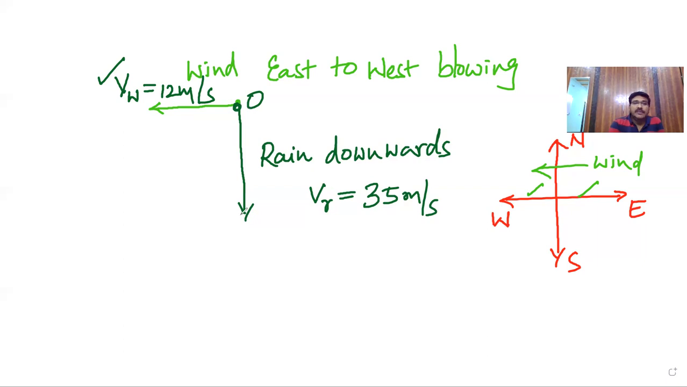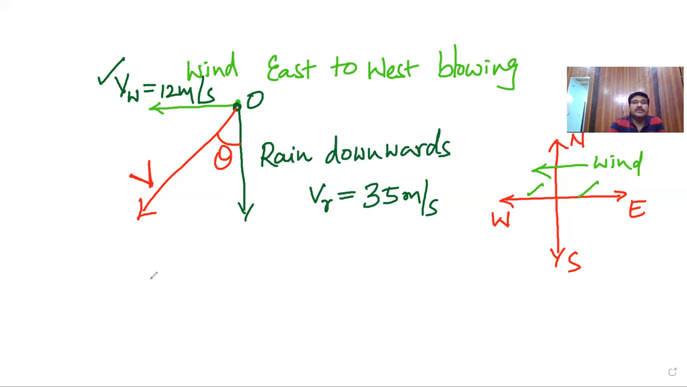Now, this is one vector, this is another vector. Where does the resultant lie? The resultant lies in between these two. This is the resultant. Let us give some notation: resultant capital V. Here, this resultant is making some angle theta with the rain direction.